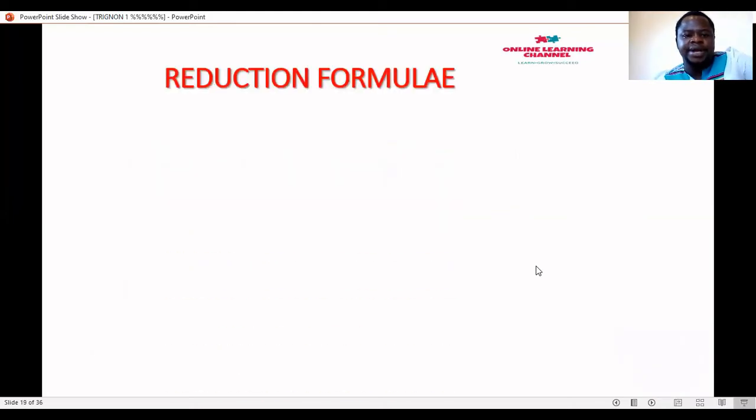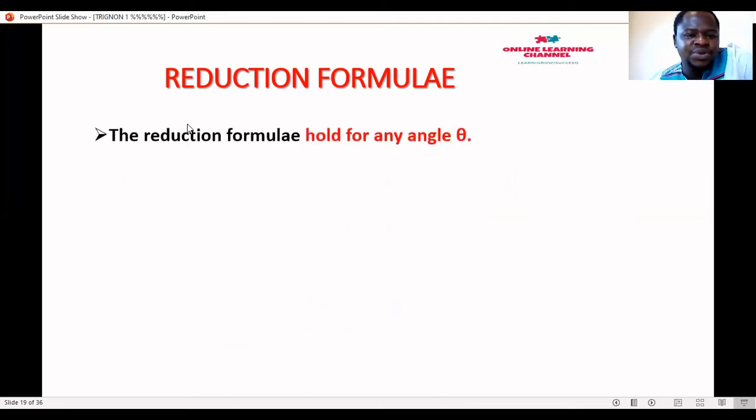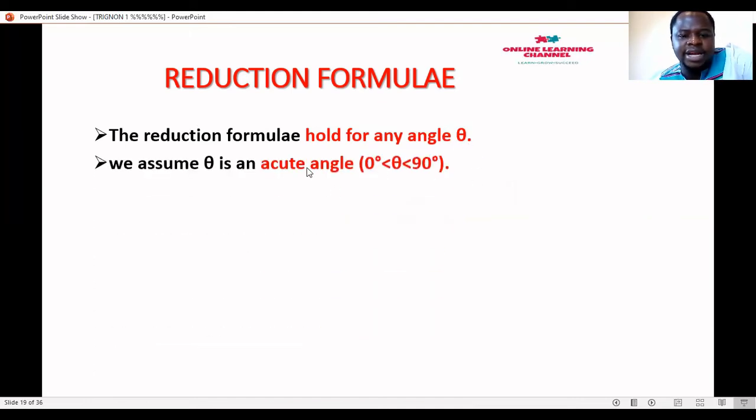Okay. Now let's look at the interesting part. Most important, reduction formulae. So the reduction formulae hold for any angle theta. We assume that theta is an acute angle, in other words, it's less than 90 degrees.